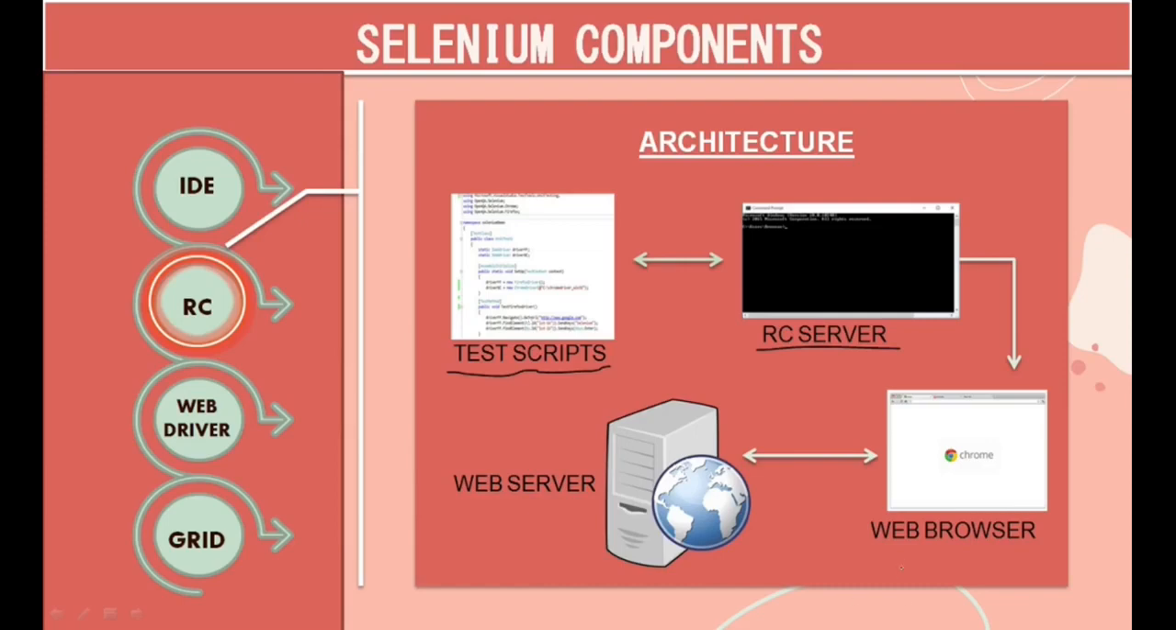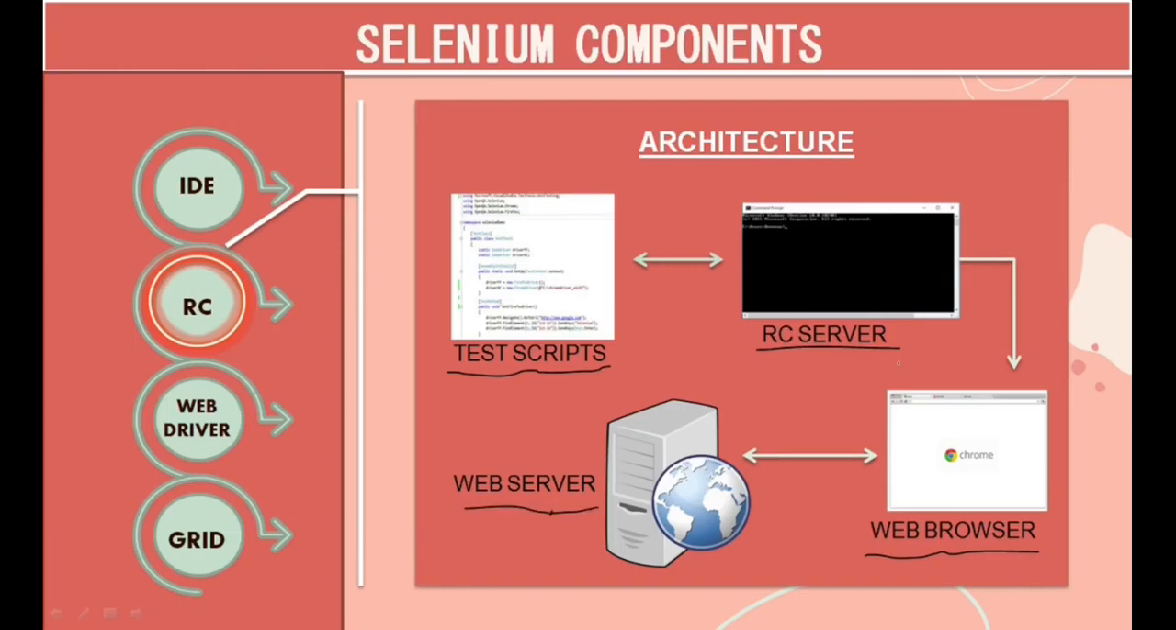Now let's look at the browser interaction. How does the browser interact? The browser interaction happens through the RC server. This RC server uses simple HTTP POST and HTTP GET requests to communicate with the browser. Now how does this communication happen? This RC server acts like a proxy.